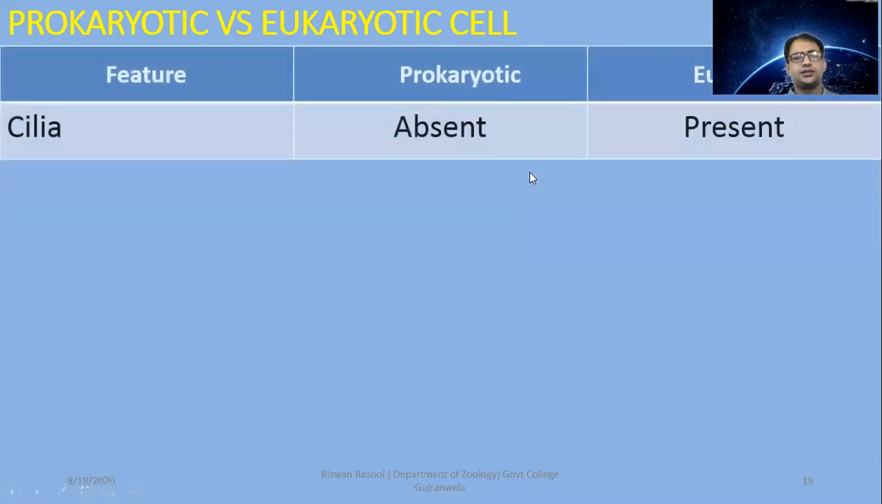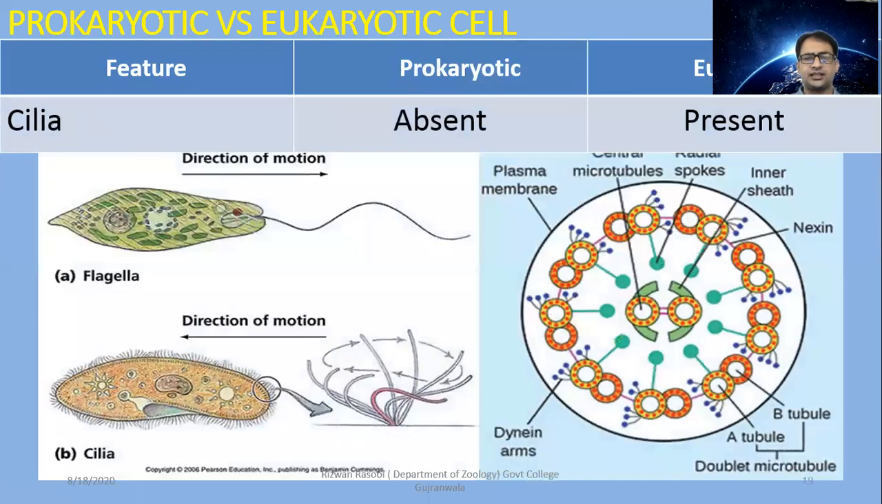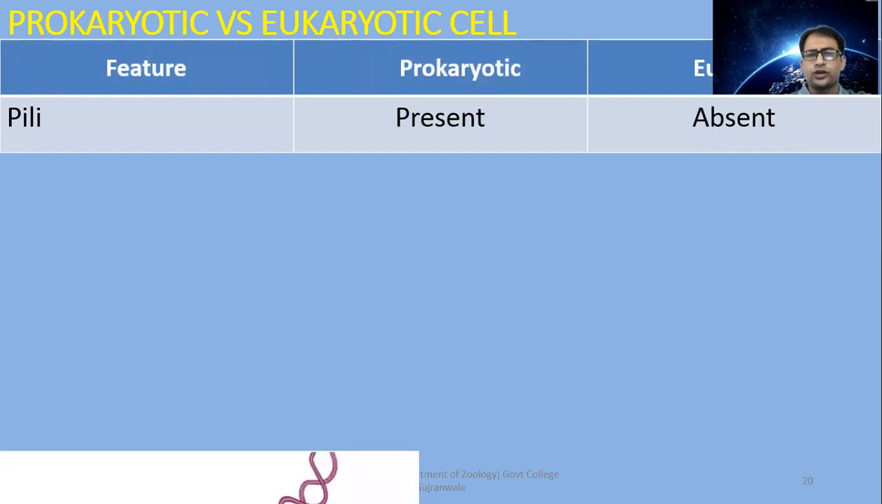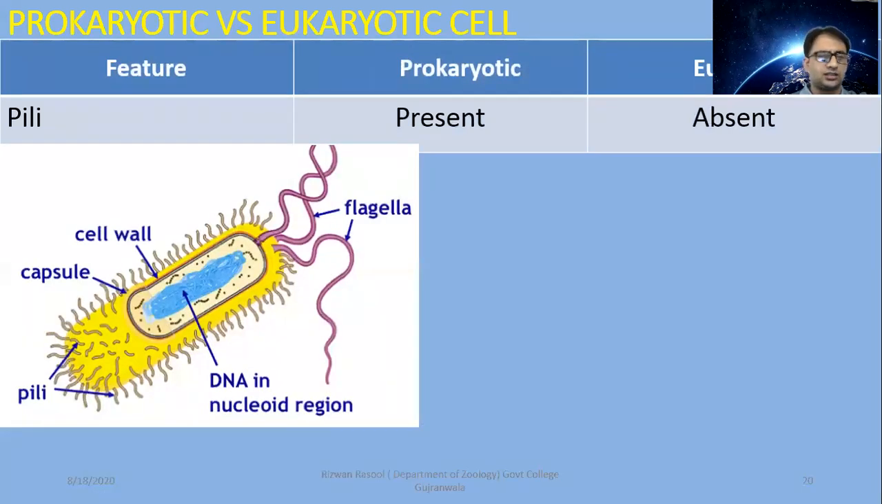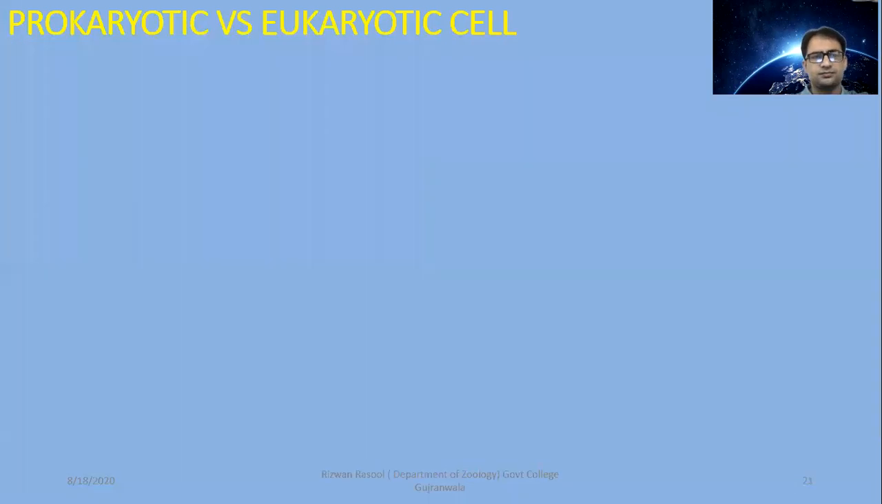The next difference can be considered in case of cilia, which are usually absent from prokaryotes, but usually present in eukaryotic cells, and they have a similar arrangement as that of flagella, but they are smaller in size and more numerous as compared to flagella. Pili are features of prokaryotic cells only and used during conjugation or attachment, while eukaryotic cells are without pili, they have other extensions.